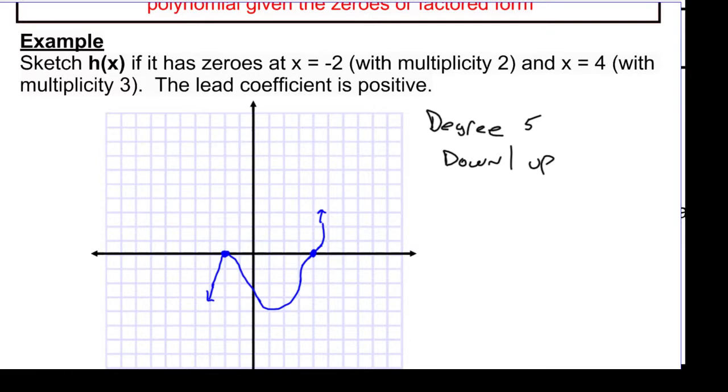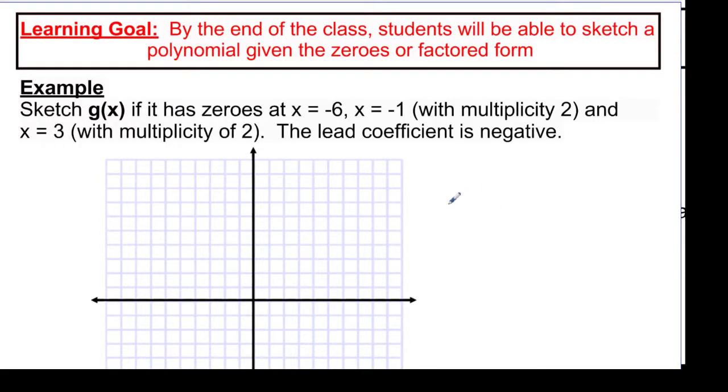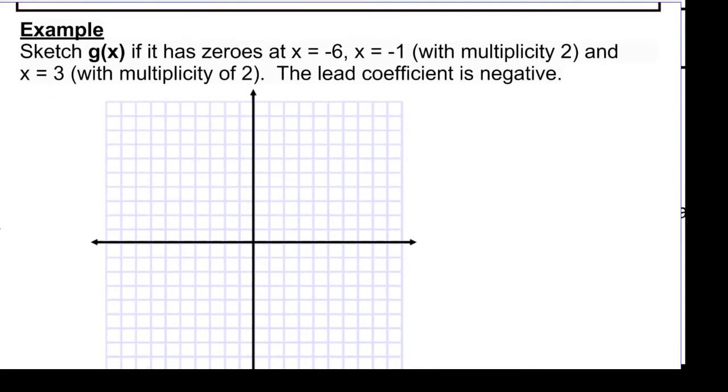Okay, so let's take a look at one more of these. This was the same basic idea. I'm giving you the zeros. When I look at this, I'm going to count my zeros and say it looks like 1, 2, 3, 4, 5. This is also a degree 5 polynomial. I'm counting how many zeros I have with all of the duplicates counted. Because my lead coefficient is negative, I'm going to say this has up-down end behavior.